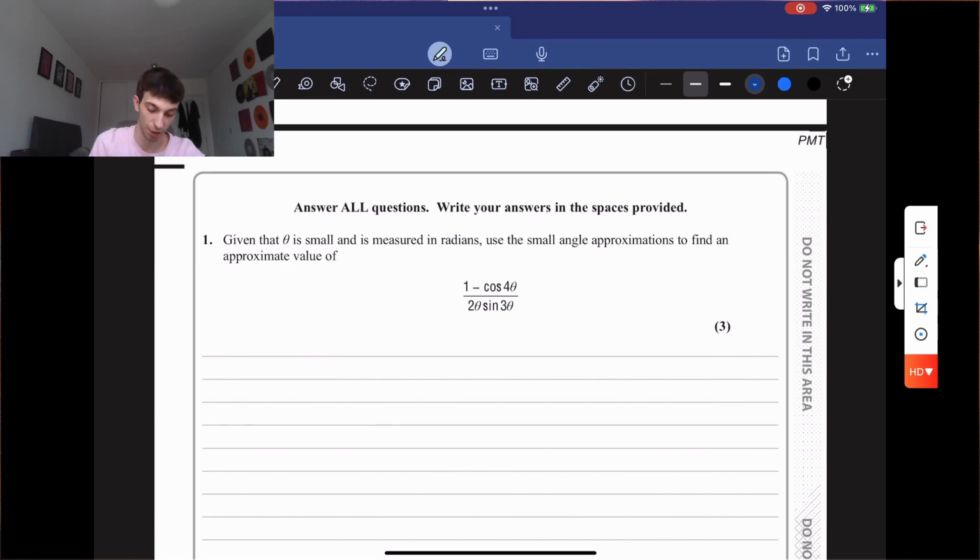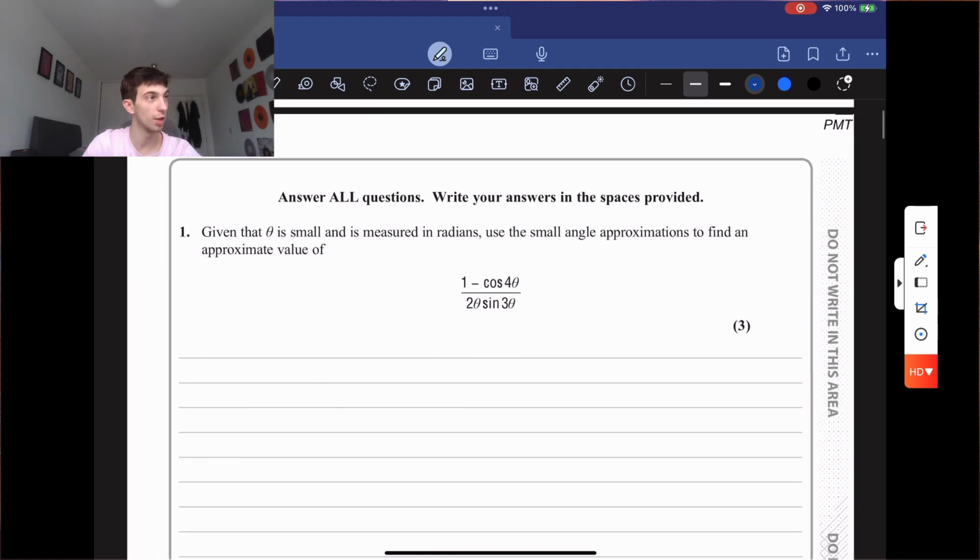A-Level Maths Paper 1 is fast approaching, so here's 2018 Paper 1. Let's go. Given that theta is small and it's measured in radians, use the small angle approximations to find the approximate value of (1 minus cos 4 theta) over (2 theta sine 3 theta).